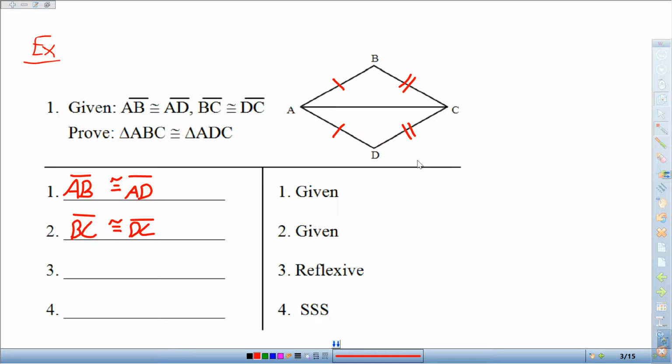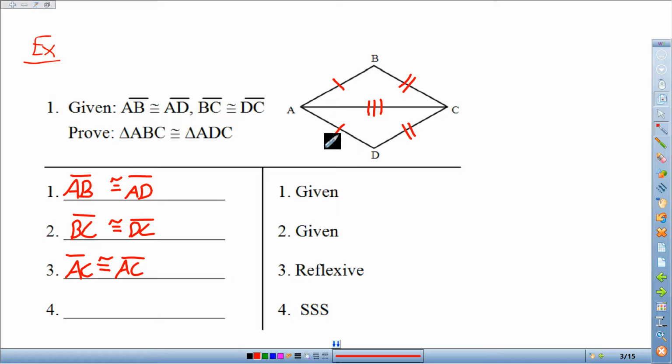We now need to find this third thing on our own. Hopefully, we're all getting really good at this. This shared side length here is congruent to itself. So, that's the way we'll write it. To write this statement, we're just going to literally say that AC is congruent to AC. So segment AC is congruent to itself, segment AC. And if you remember, whenever something's congruent to itself, that's what's called the reflexive property.